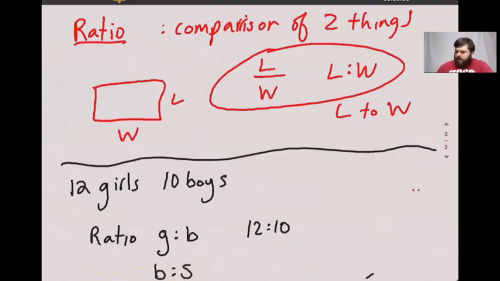Well, how many boys are there? There's 10 boys. How many students? There's 22 students, so that would be the ratio. Now, one thing to remember is that these ratios reduce just like a fraction would. So this would actually be 6 to 5, and this would be 5 to 11.